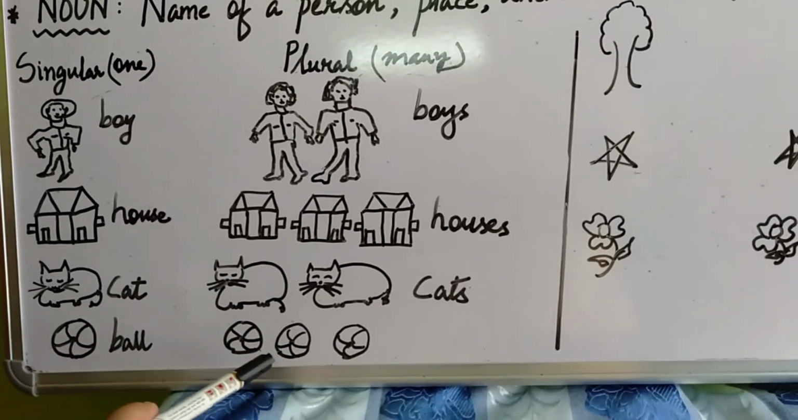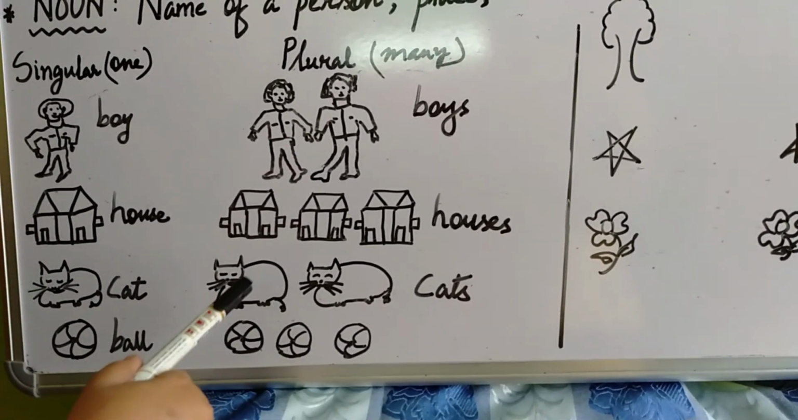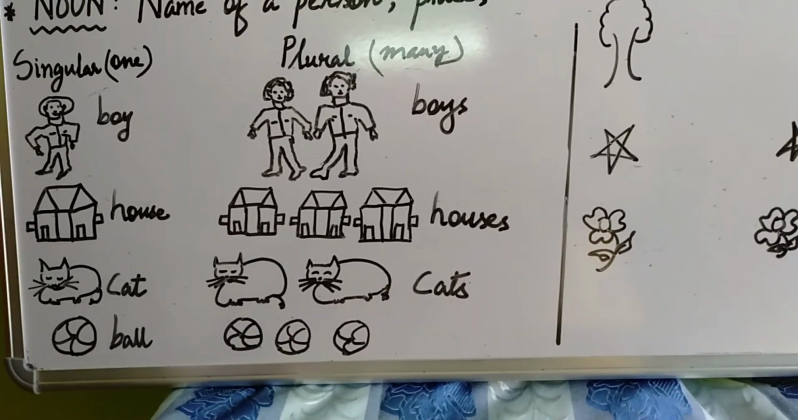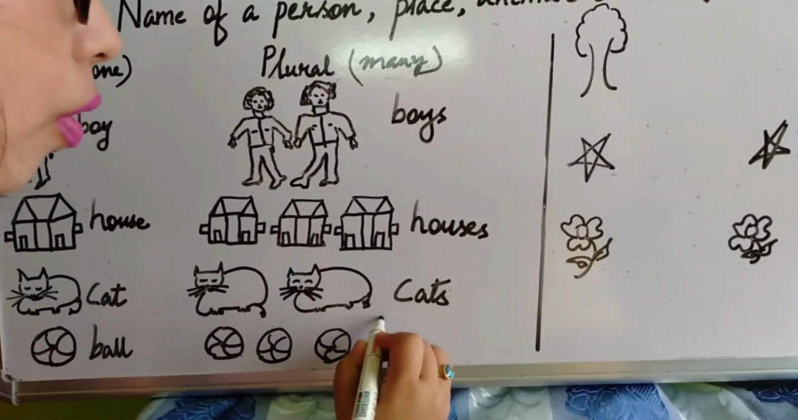What about the other side? It is plural or singular? Is this singular? No. There are 1, 2, 3. More than one. So it is plural. We don't call it ball. We call it as balls.